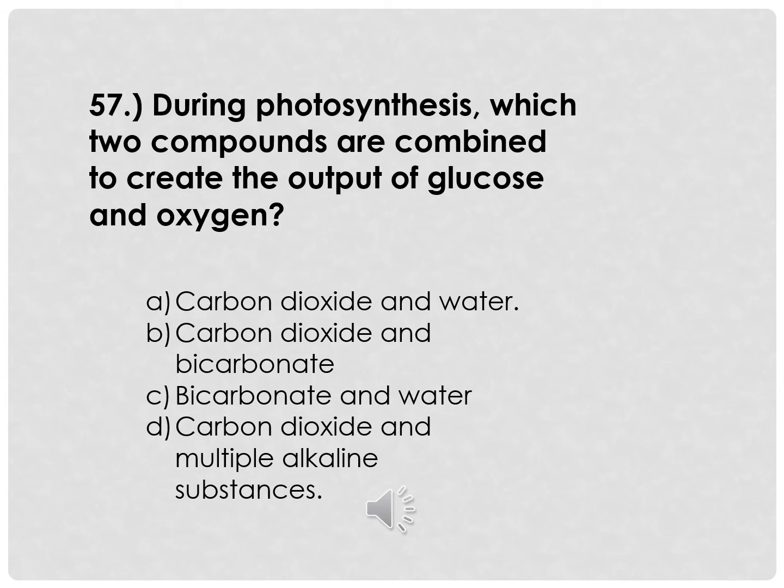During photosynthesis, which two compounds are combined to create the output of glucose and oxygen? So going into the TEAS exam, I would strongly recommend that you memorize the process of photosynthesis. That's the process where plants take carbon dioxide and water along with sunlight and turn those things into glucose, which is food, and oxygen. So which two things are combined to create glucose and oxygen? The correct answer would be A, carbon dioxide and water.